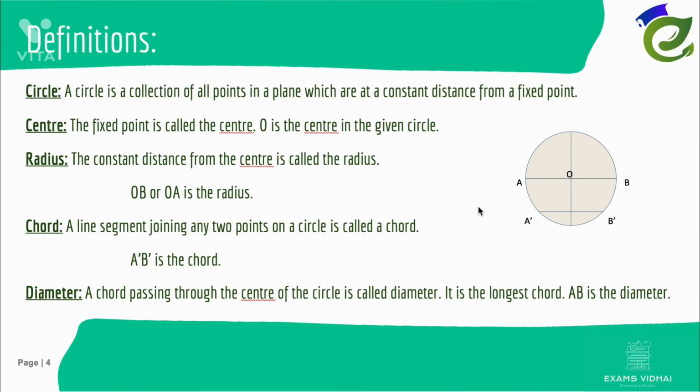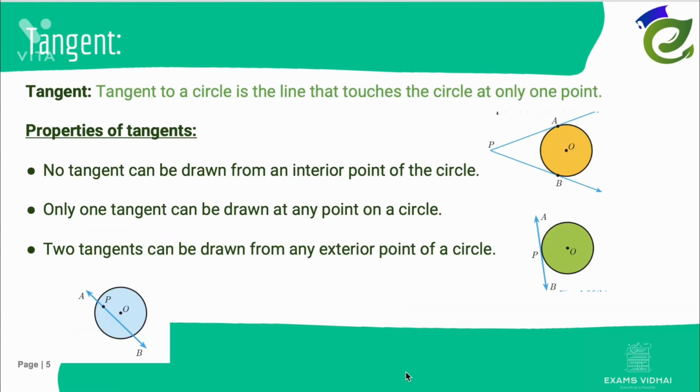And a chord is nothing but a line segment joining 2 points on the circle. So, looking at the diagram, we can say that AB is the diameter, OB is the radius, A'B' is the chord. A tangent to a circle is the line that touches the circle at only one point. As we look into the picture, from P there are two tangents drawn to A and B. We can say that as they touch at two different points, PA and PB are two different tangents.